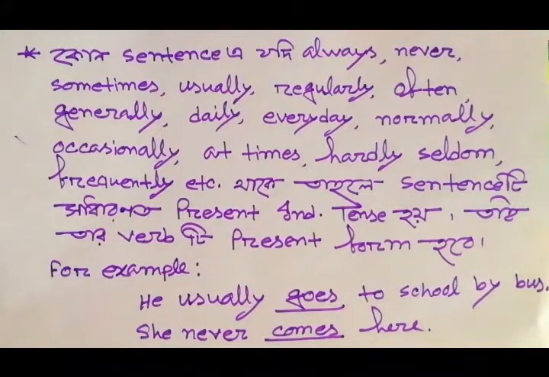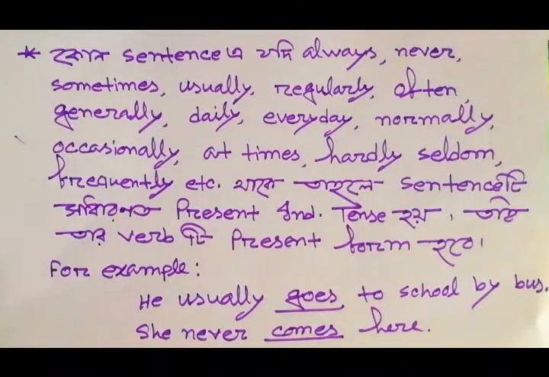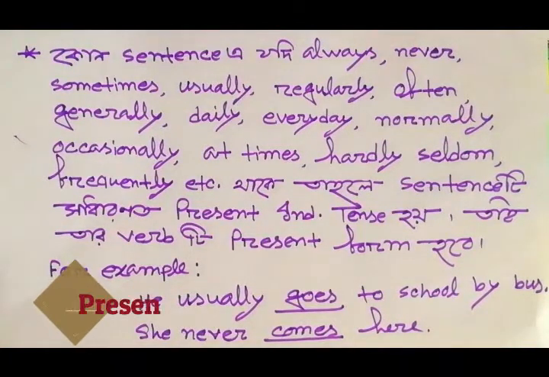Please listen to me again. If you find in any sentence these words: always, never, sometimes, usually, regularly, often, generally, daily, every day, normally, occasionally, at times, hardly, seldom, frequently, etc., then the sentence will be present indefinite. That means when you rewrite the verb in your blank, you'll follow the structure of present indefinite. You know the structure of present indefinite: subject plus verb 1 plus extension.